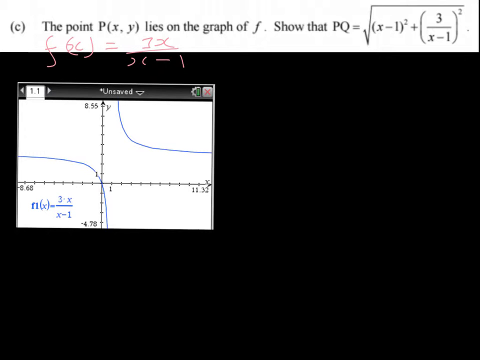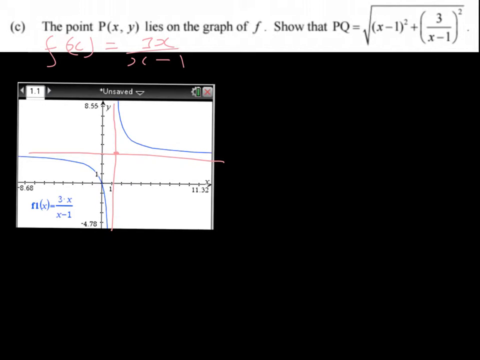Part C then is where things start to get a little bit interesting. We've got to the stage now where we can actually write the function. So we know that f(x) equals 3x over x minus 1. What we can do in this instance is graph that just to give us a better idea of what's going on, and that looks like this. We know from the previous question that the asymptotes intersect at the point Q, which has coordinates 1, 3. So this is the point Q.